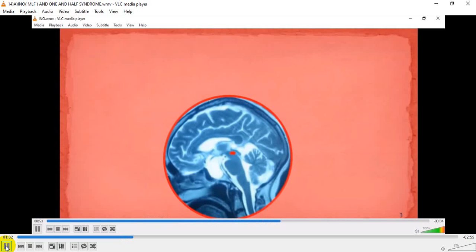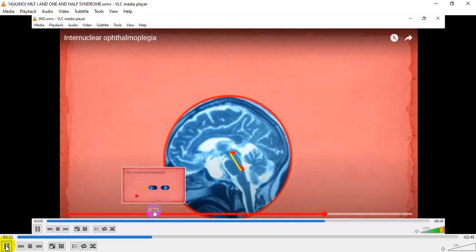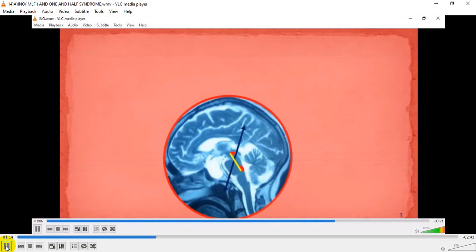This is the third cranial nerve. This is the sixth cranial nerve. And this yellow line which is showing you is the medial longitudinal fascicle. And if you divide it, the anterior medial longitudinal fascicle is in the midbrain portion and the posterior is in the pontine portion.